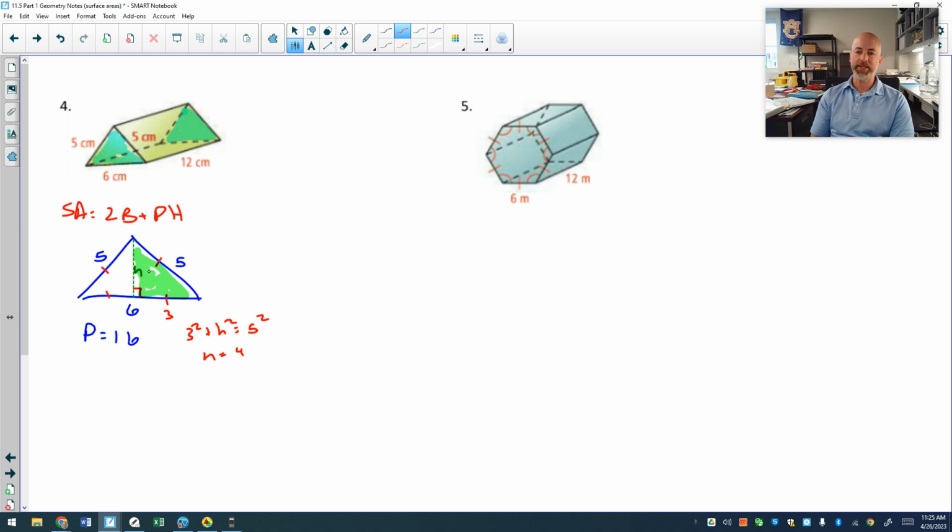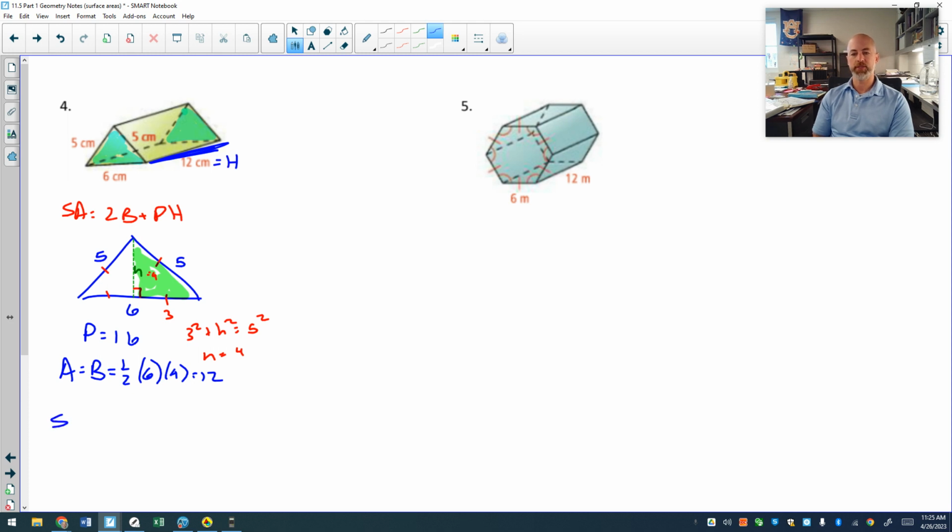And now that I have the height as 4, I can get the area of the base, the area of that triangle, which would be b in the context of our formula up here, 1/2. The entire base is 6. Please don't accidentally use the 3. And the height we found out was 4. Half of 6 times 4 is 12. And then finally, the height of our prism is the distance between the two bases, or the length of one of those lateral edges. So there's my height of 12.